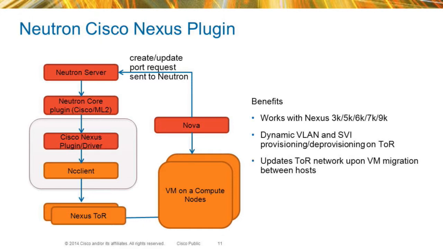And the last benefit is, of course, it allows us to update the top-of-rack switch as and when VM migration between hosts happens. Again, a similar mechanism, because as we move from one host to the other, Nova allows us to send a create port request on the new host, and using our topology that has been configured in our INI file, we figure out which appropriate top-of-rack switch needs to be configured with the right VLAN.